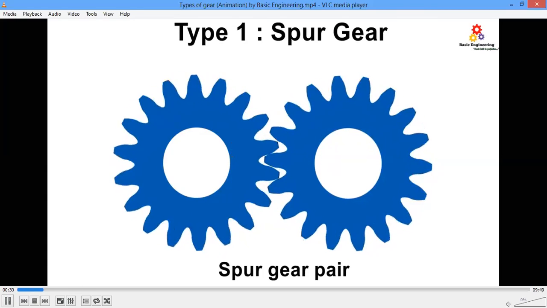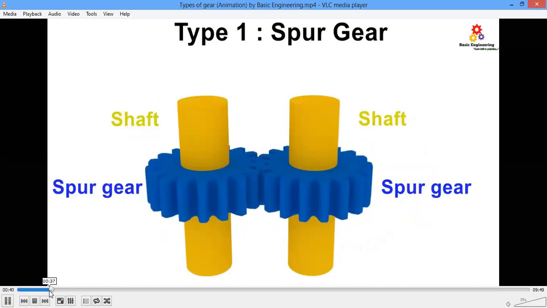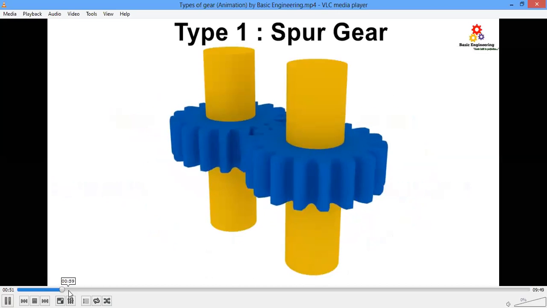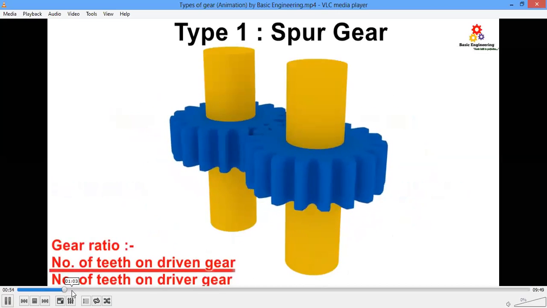So this is one arrangement where we can increase or decrease the speed of power transmission from one gear to another. One thing that we have to know is the gear ratio and how to calculate it. It is the number of teeth on the driven gear divided by the number of teeth on the driver gear. So here we calculate based on the number of teeth present on the gear. We are not going to measure the diameter or radius of the gear. That is only used for belt drives, but not for gear drives.